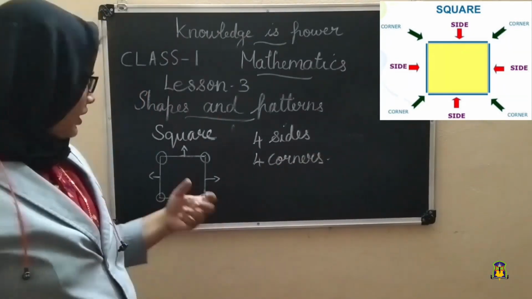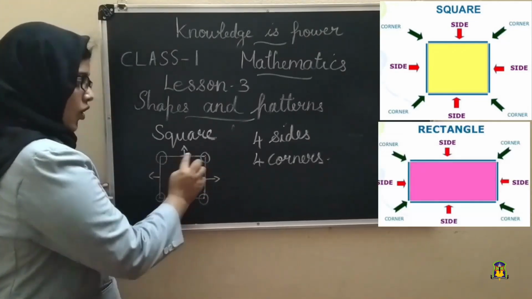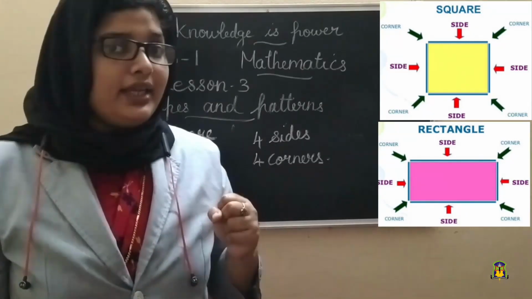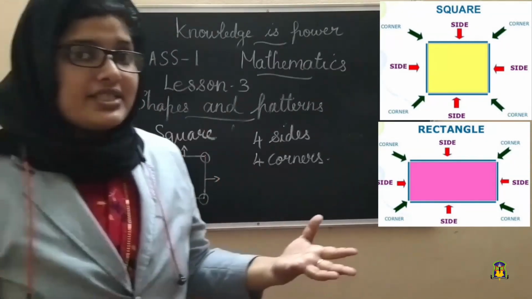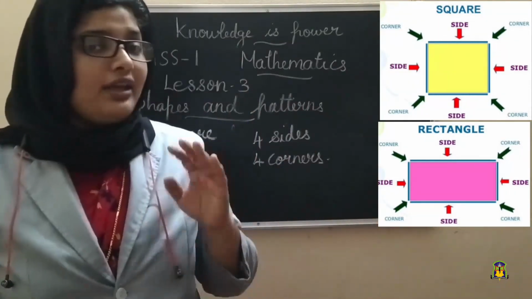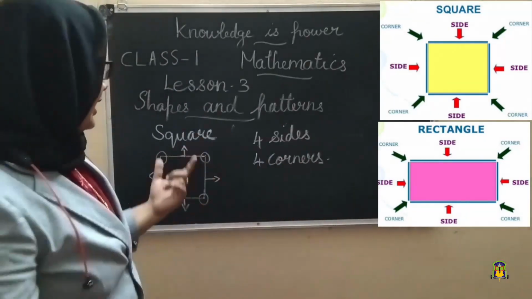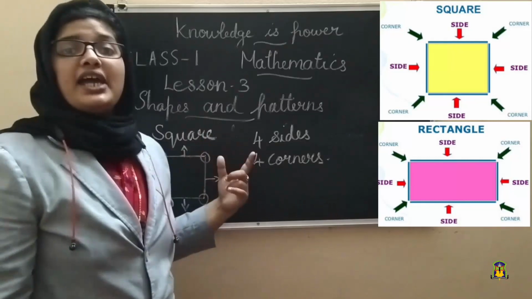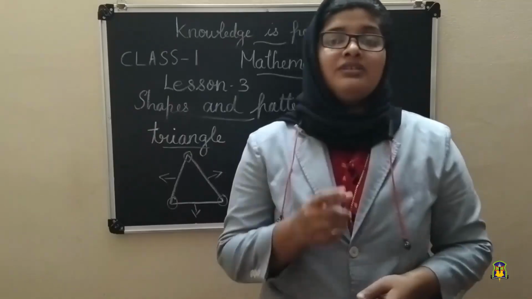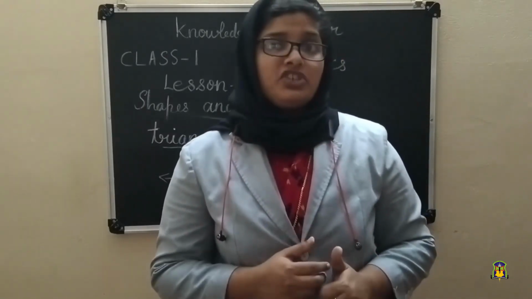Then, one more thing. Look, all sides are equal. All sides are equal in a square. But in a rectangle, only the opposite two sides are equal. So opposite sides are equal in a rectangle, and in a square all sides are equal. All of you just look around and find some examples for square shape.